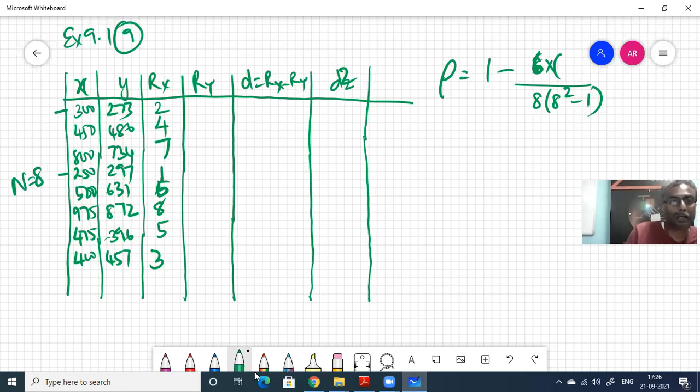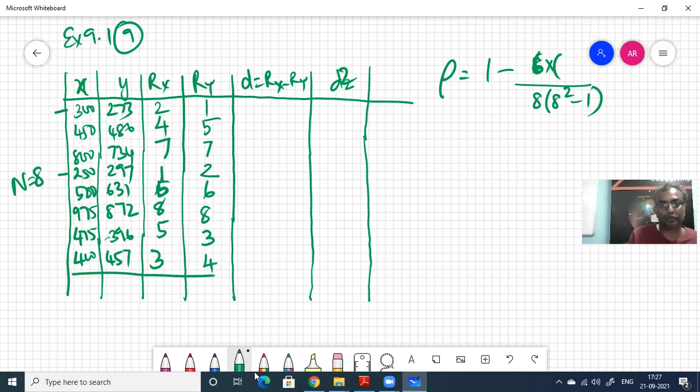Okay, Ry first rank, which one? Smallest is first one only, no? Yeah, first one, 297. Second one, yeah, 297. Third one, 396. Okay, 457, then 486. 500, anything is there? No. 631, okay, 6. Then 7, 734. 872. Okay, 8 ranks you got.